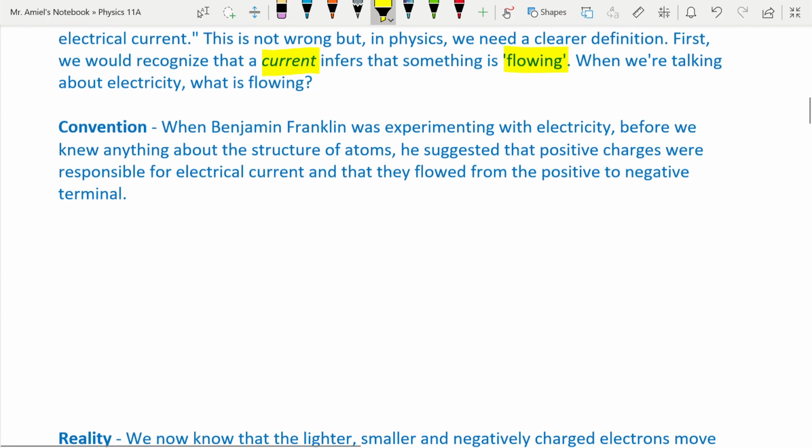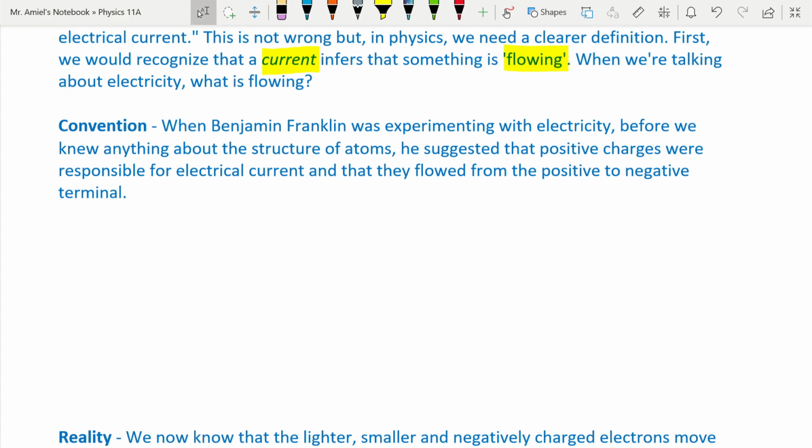Now we need to go back and talk a little bit about convention. There are some conventions that we use when we're talking about electrical currents, and there's also the reality of what's happening. Here's the reason why. When Benjamin Franklin was experimenting with electricity, before we knew anything about the structure of atoms, he suggested that positive charges were responsible for the electrical current and that they flowed from positive to negative.